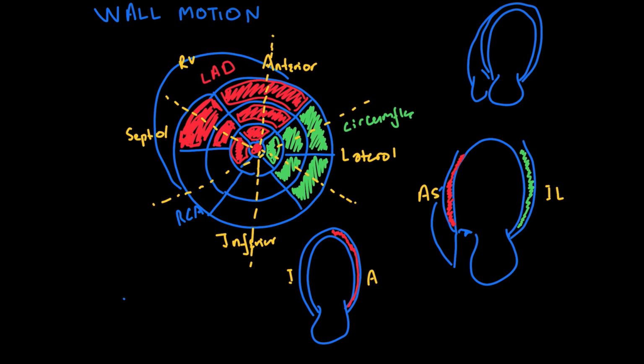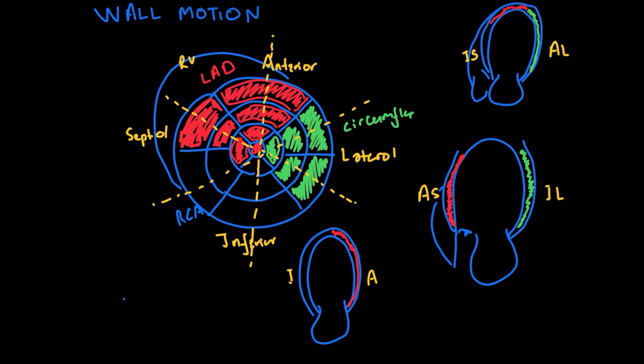So this will be our inferoseptal. What supplies our inferoseptal? Well, inferoseptal initially is the RCA, but as you go down towards the apex, that's LAD. So we'll say from here onwards is LAD. And then how about over here? So inferoseptal to anterolateral. And our anterolateral is supplied by the circumflex. So I'll color that green over here.